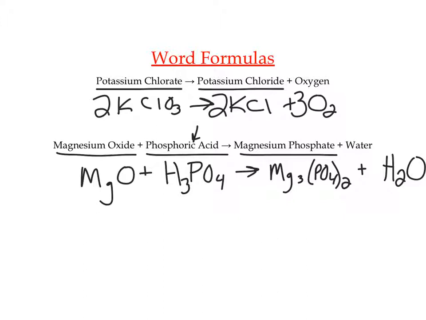So now I just have to make sure everything's balanced. So I have 2 phosphates, so I need a 2 there. That gives me 6 hydrogens, so I would need a 3 there, which gives me 3 oxygens, so I'd need a 3 there, which gives me 3 magnesiums, and I have 3. So that's my balanced reaction.